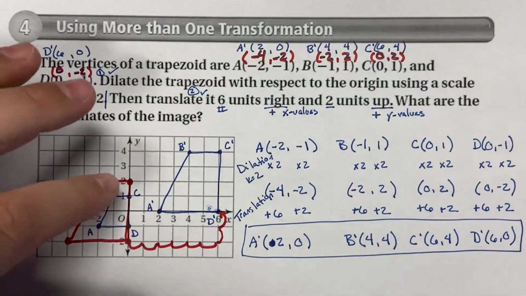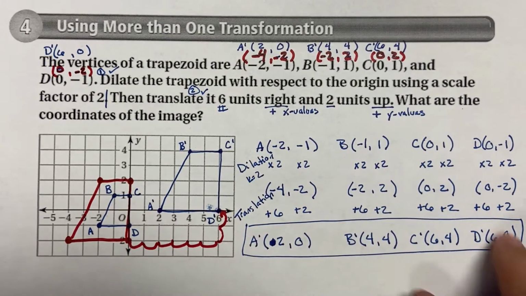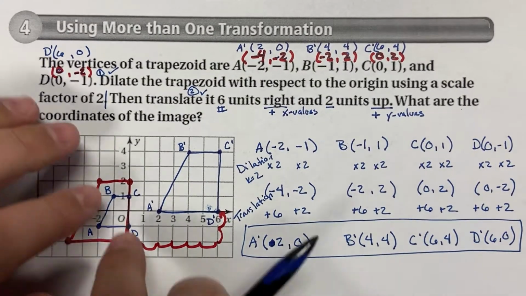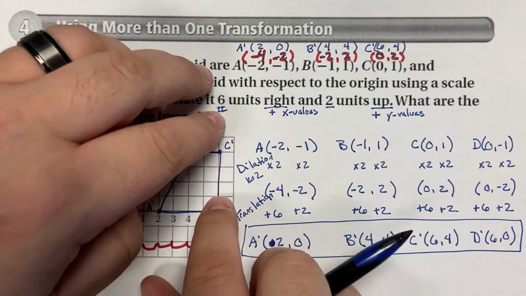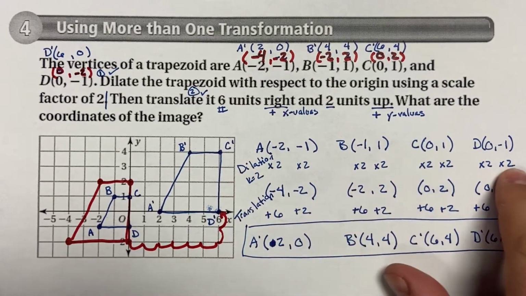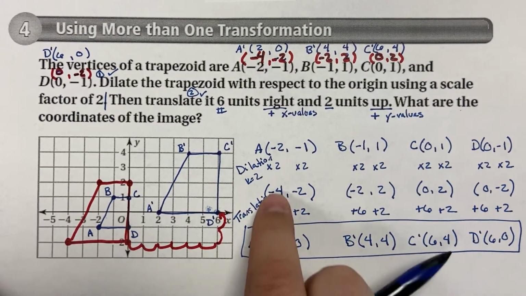In both cases, whether we do it on the graph or we do it by the coordinates, we end up with the exact same points. So those are the two methods. We can do this on a graph, where we first dilate, then we move right, then we move up, or you can use the coordinates to dilate by 2, because you multiply everything by 2. You move right by adding 6 to all the x values.